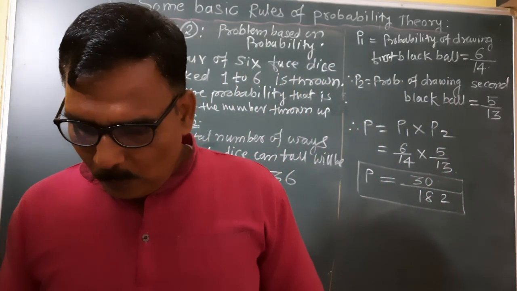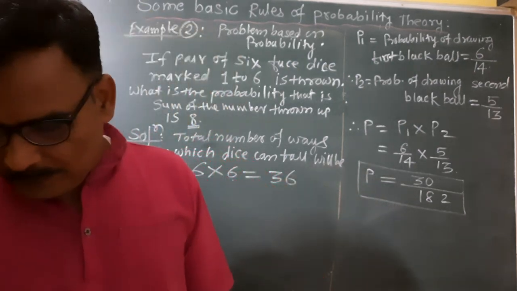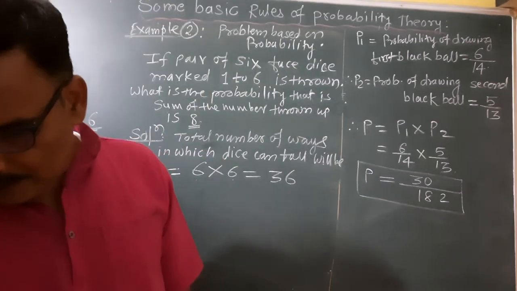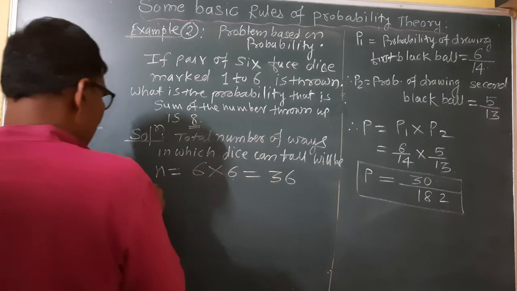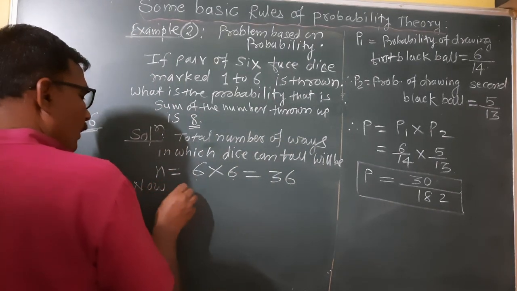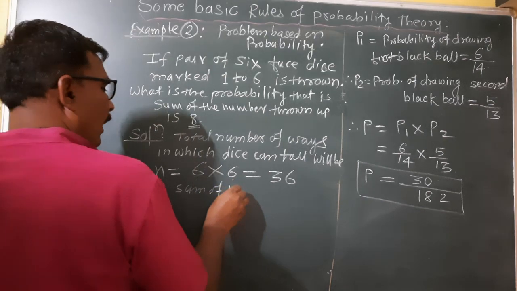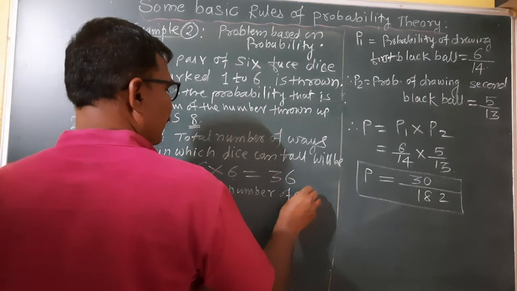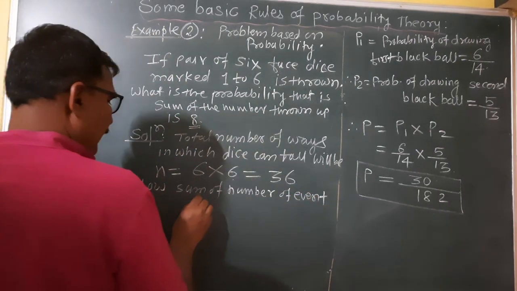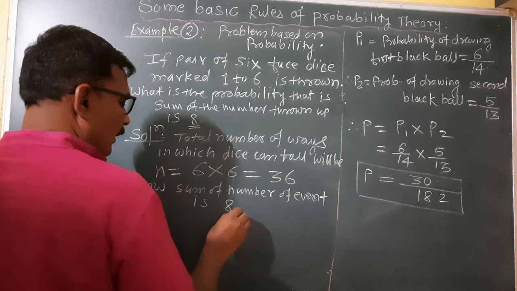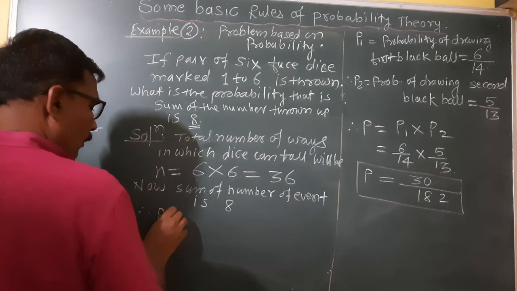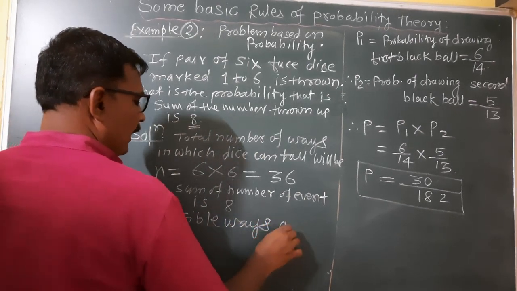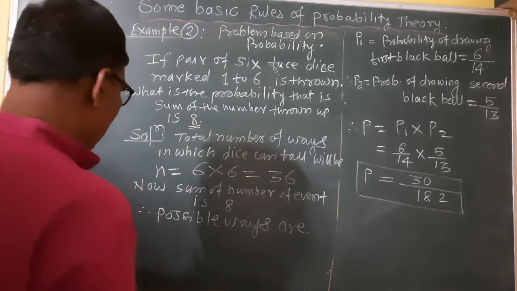Now for the event, the sum of the numbers which turn up is 8, and the possible ways are, how many possible ways?